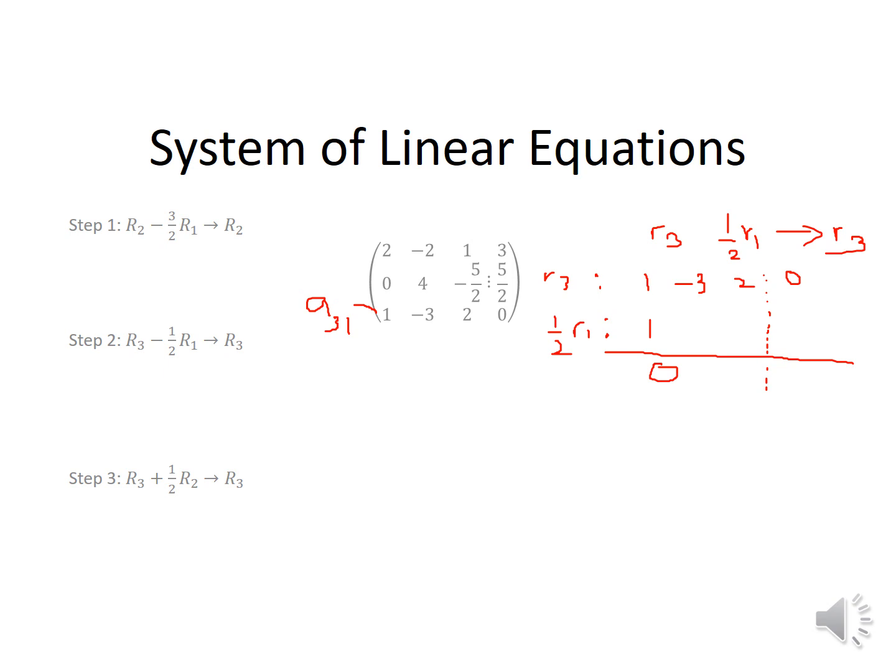Half multiply 2 is 1. Half multiply negative 2 is negative 1. Half multiply 1 is half. And 3 multiply half is 3 over 2.